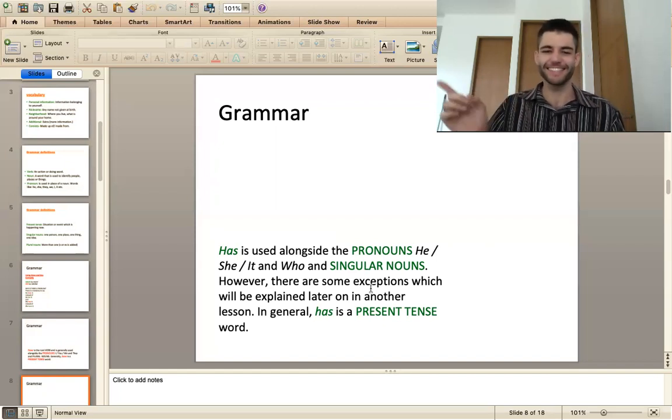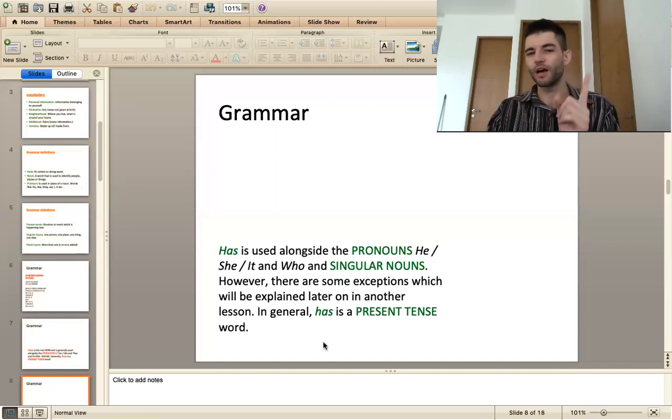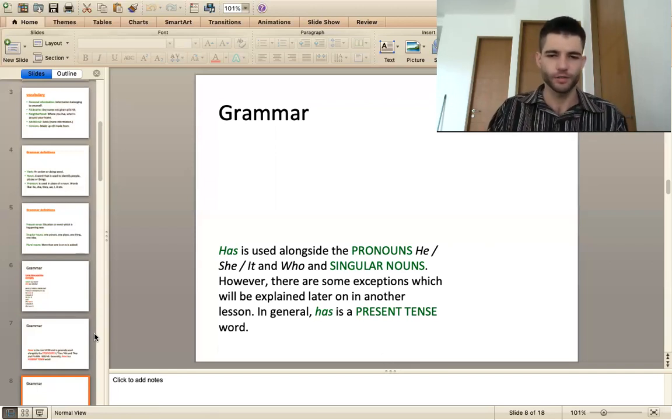However, this is English. There are some exceptions. Exceptions means some words that are different. But for today, we're not going to go in very deep grammar, but later on we will learn the exceptions too. Okay. And then it says, in general, it is a present tense word. So it is also present tense in general, but there are exceptions, and we will do those later. But for today, remember, has goes with he, she, and it, who, and singular nouns. So that is the important part to remember for today.